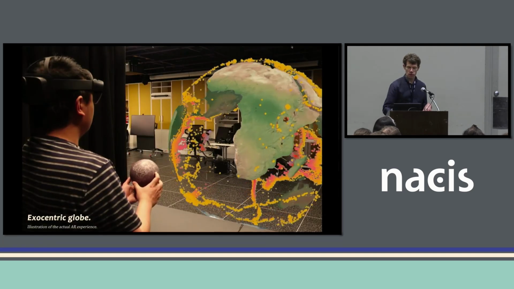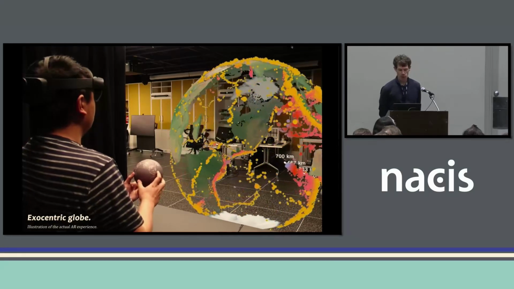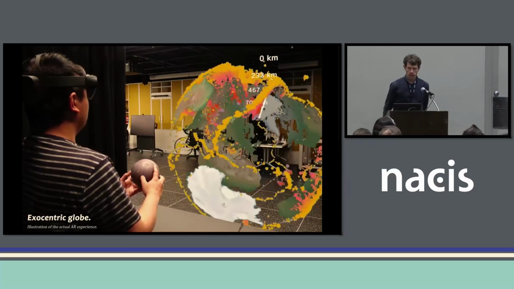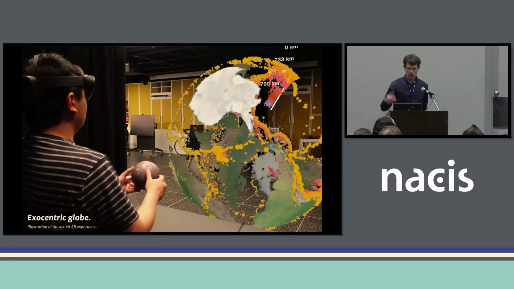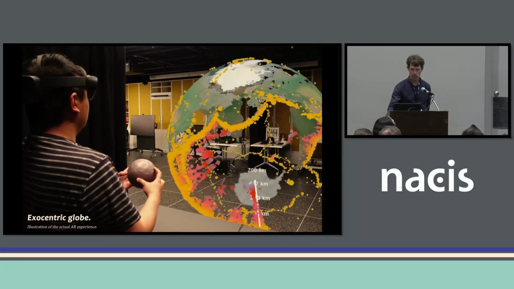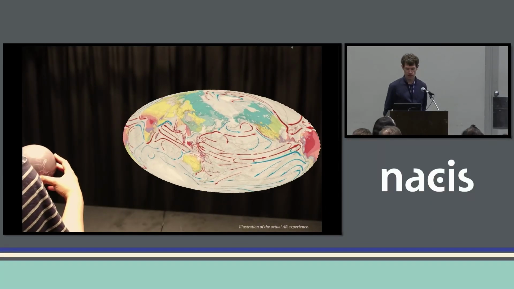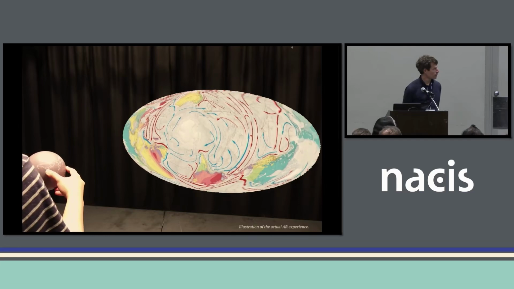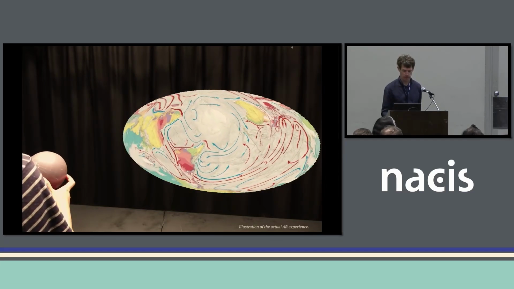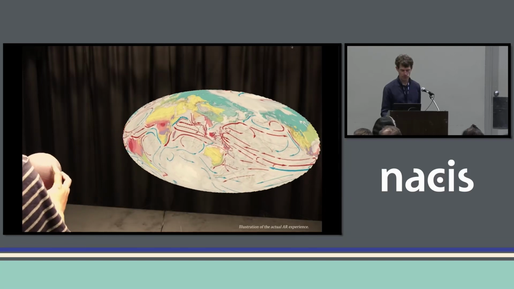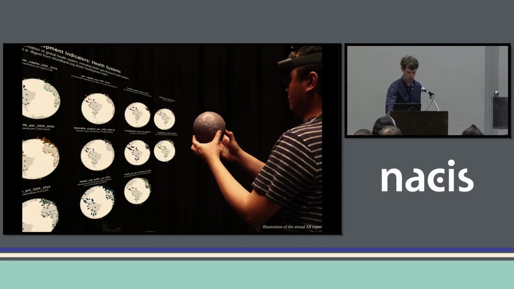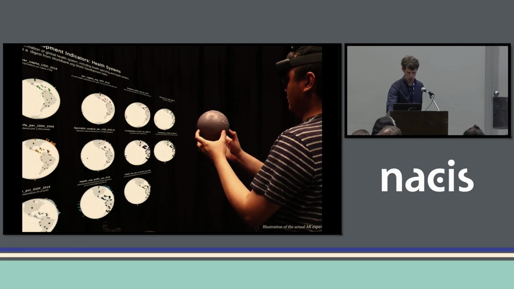We can do the same for large globes here. This globe is showing epicenters of earthquakes. And the same principle, as he rotates the globe, the virtual globe follows. And we can do the same for flat maps. Here is a map with a Hammer projection, and we can adjust the center of the projection here. Or we can do small multiples, so multiple globes that follow the physical globe.